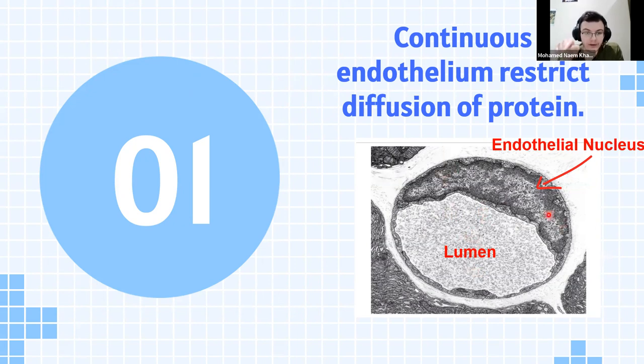For us, this came in the OSPE, our year, it came in the OSPE. So they might ask you, what is this structure? It's an endothelial cell. What is this? It's the nucleus. What is this? It's the lumen. What is this? The apical surface, the basolateral surface. Okay, clear? Very simple lecture, very simple image.